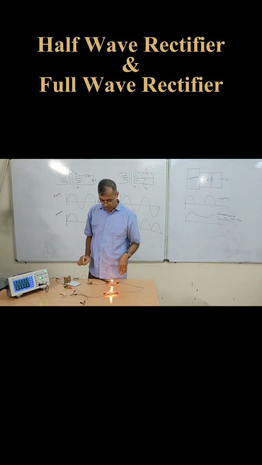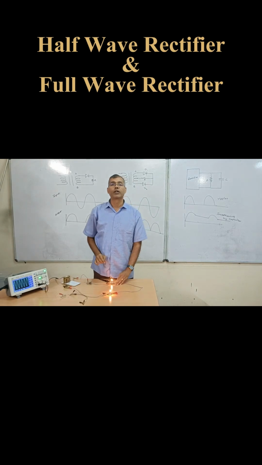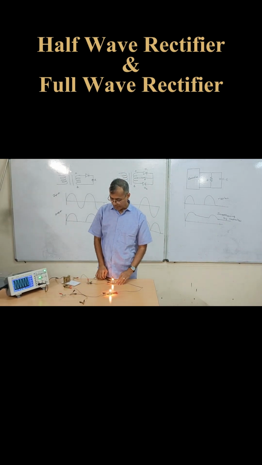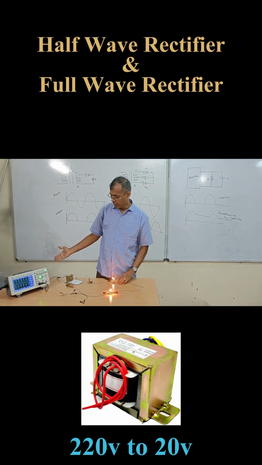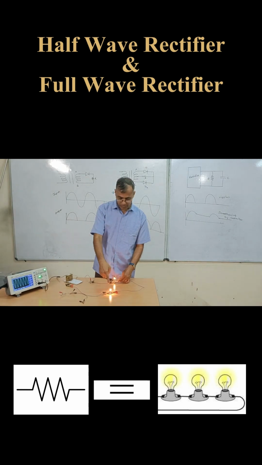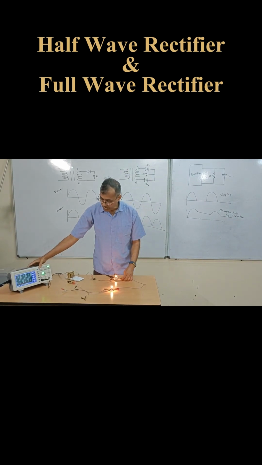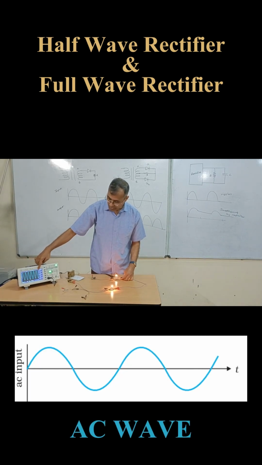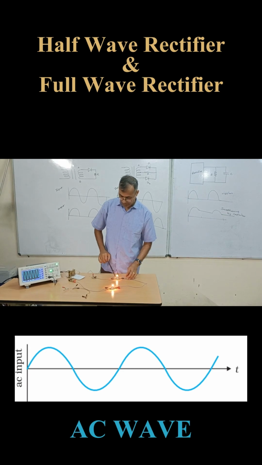So today I wanted to show you the working of a half wave rectifier and a full wave rectifier. Here I have a transformer, so it's converting the 220 volts into 20 volts. And here I have a resistor, so the light lamp is nothing but a resistor. And you can see the AC waveform is something like this.